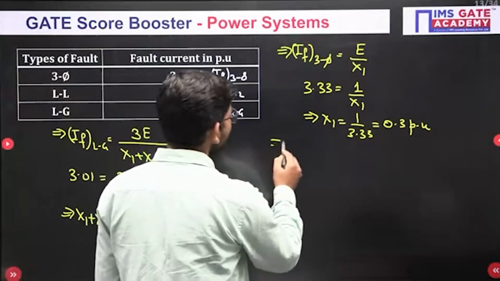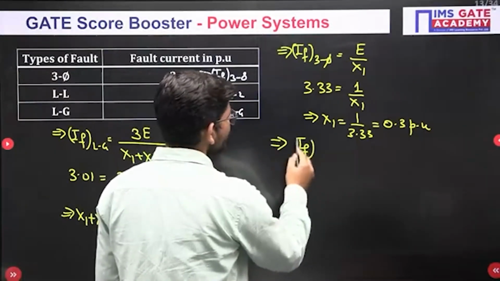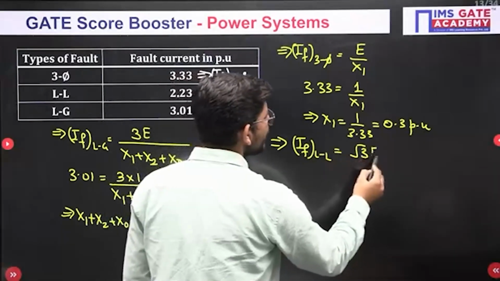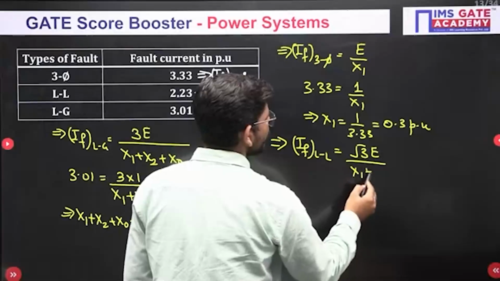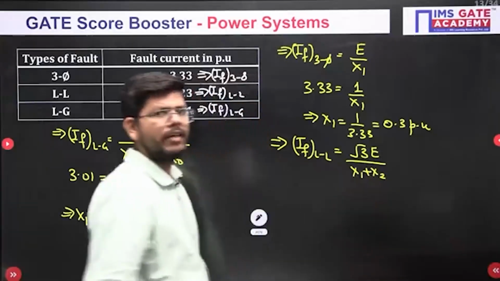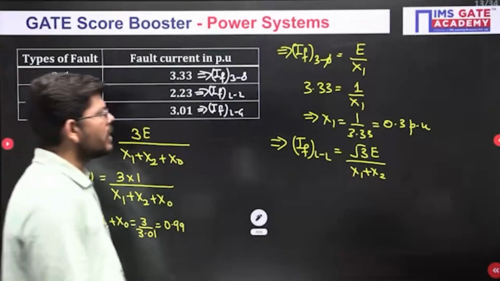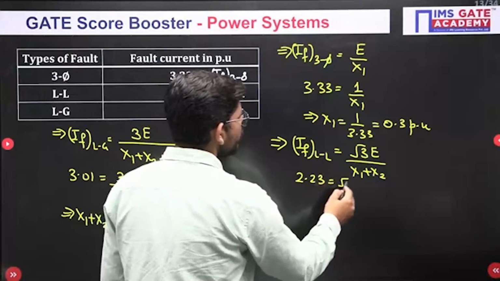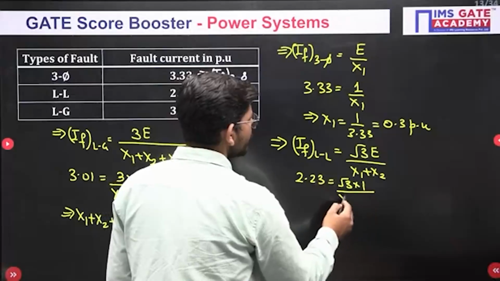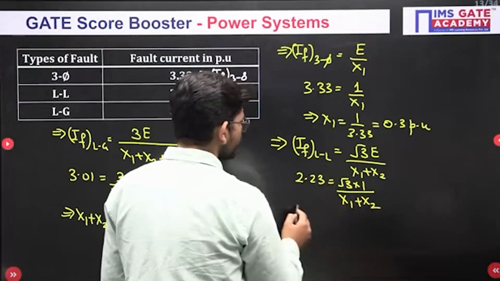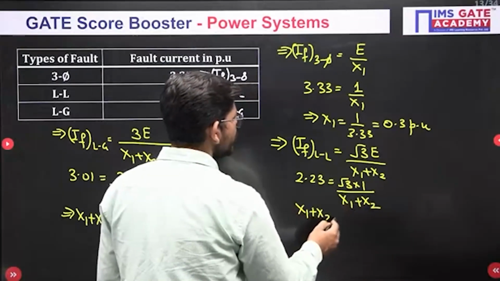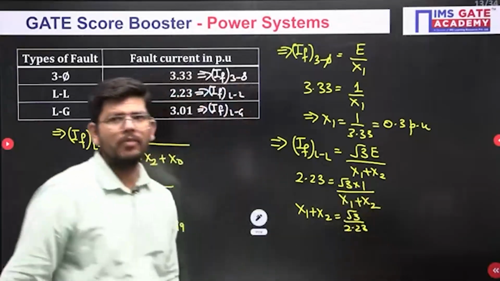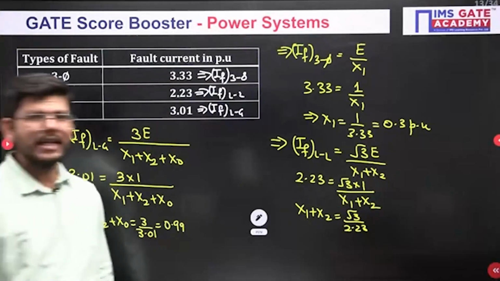Now if we apply the second formula, the last formula, for LL fault. Okay, so for LL fault, what is the formula? Root 3 E upon x1 plus x2. There will not be any x0 here because there is no ground return. Now what is the value given here? 2.23. Root 3 into E will be 1 upon x1 plus x2. So from here x1 plus x2 will be root 3 upon 2.23. Now how much will be x1 plus x2? 0.77.